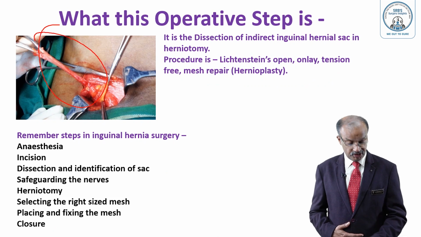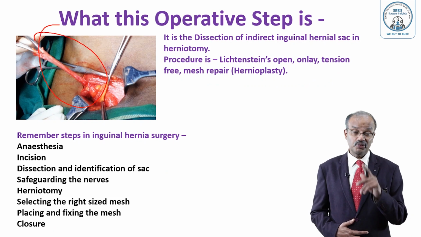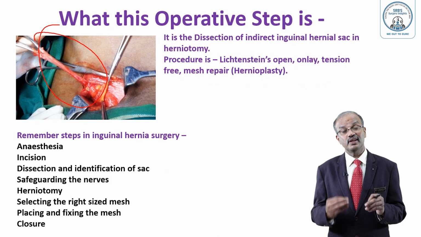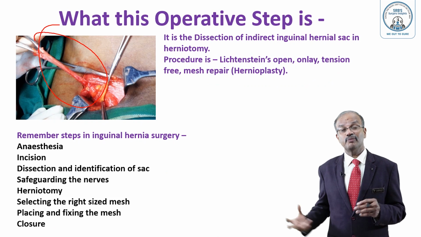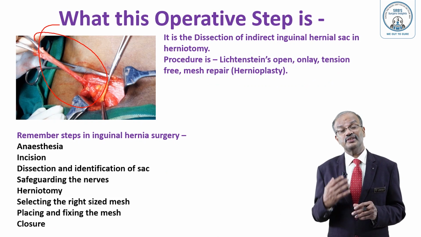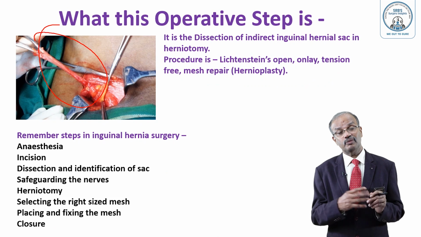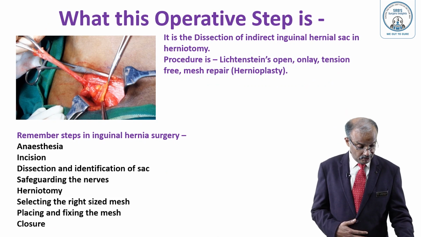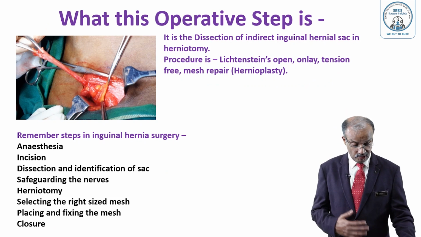So one of the steps is dissection of the indirect hernial sac. We usually won't open the direct sac unless it is irreducible, descending, becoming complete. Rarely our direct sac may become complete, whereas the indirect sac commonly becomes complete. So that is the point you have to remember.